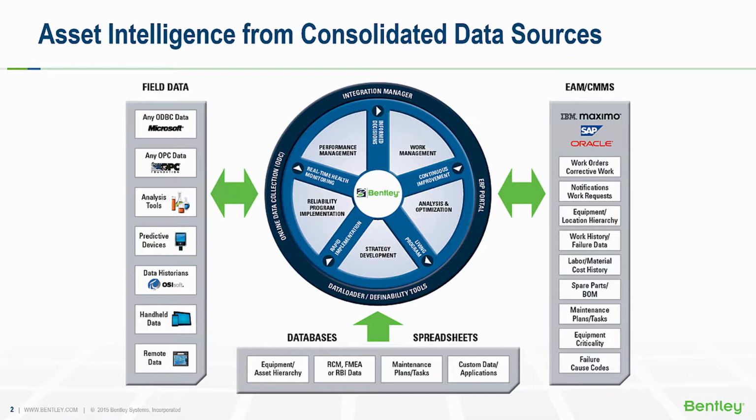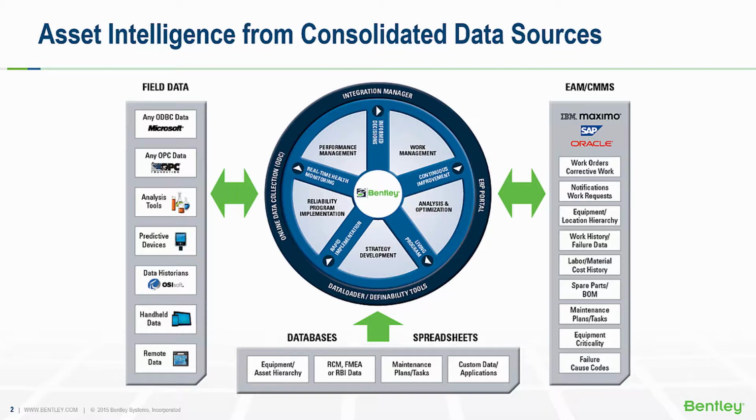The 5 sections of the wheel detail functional areas of AssetWise. Strategy development is where users document their reliability strategies, whether they are FMEAs or RCM2s or others. Reliability program implementation is about setting up which data points are monitored to detect when assets may be trending towards a failure. Performance management is where users monitor these alarm conditions and use key performance indicators, or KPIs, to track metrics for the business. Work management is where the work is performed and documented.